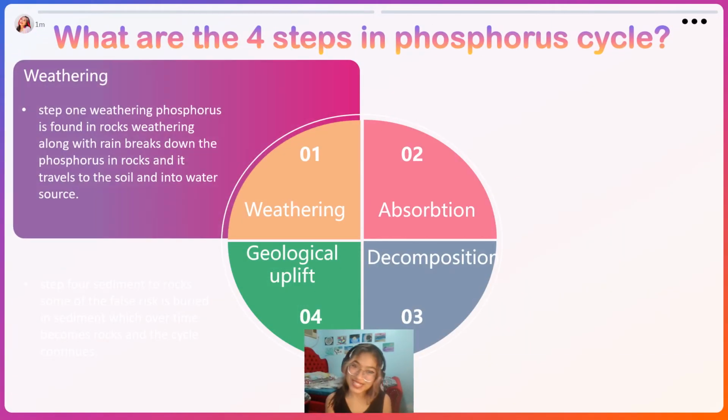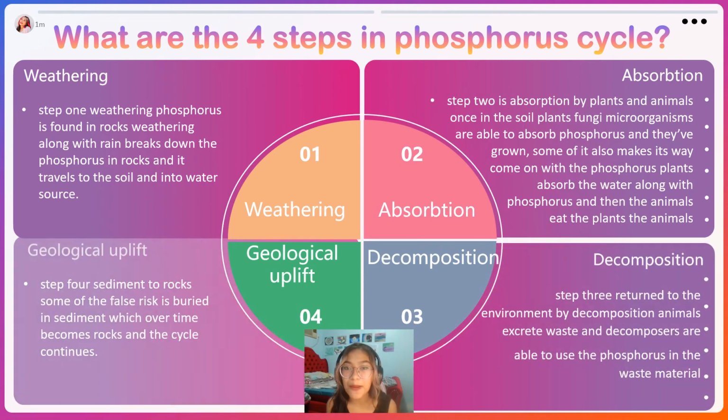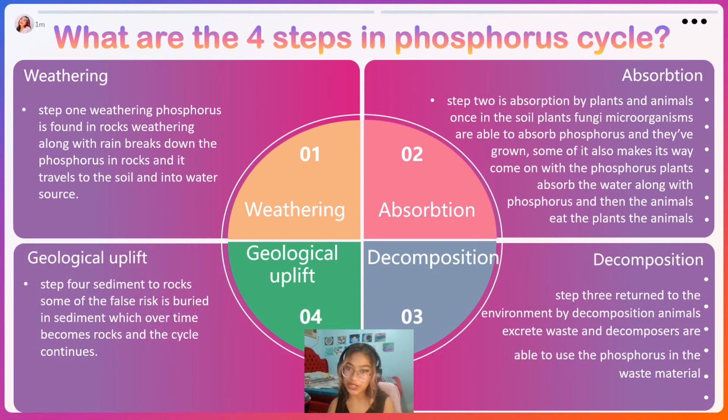Let us now proceed to the four steps of the phosphorus cycle, which are weathering, absorption, decomposition, and geological uplift. The phosphorus cycle is a slow process and it involves four key steps. Step 1 is weathering of phosphorus.